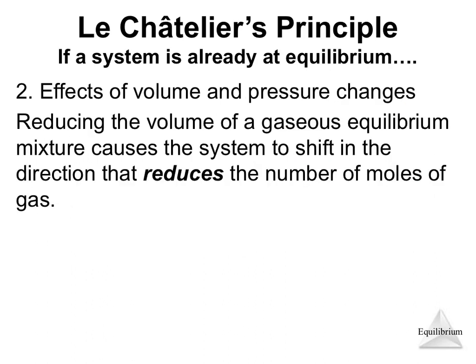So the second effect that you guys looked at was volume and pressure. In the simulation, we were controlling the pressure, but what that did was change the volume of our container. So when we talk about this, we can talk about either increasing or decreasing the volume, which changes our pressure, or increasing or decreasing the pressure, which changes our volume. So if you reduce the volume of a gaseous equilibrium mixture, the system wants to shift to reduce the moles of gas. And so we saw in our reactions, if we're going from, let's say, the Haber process again.